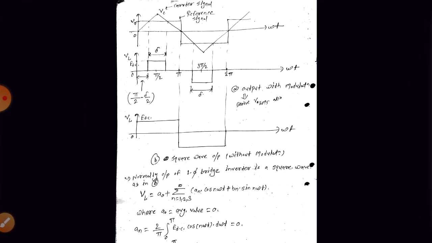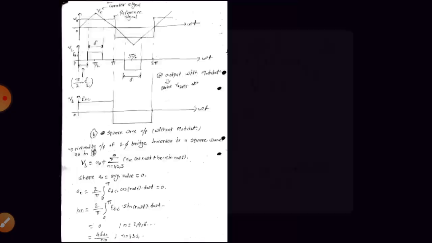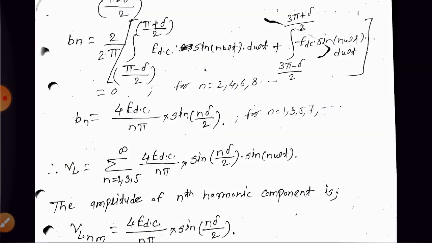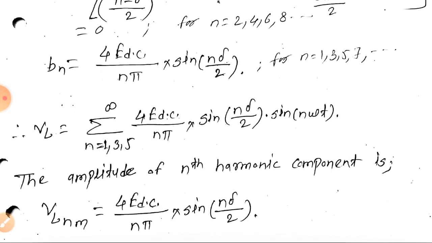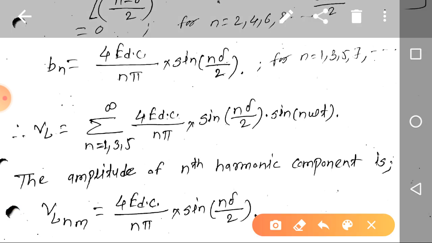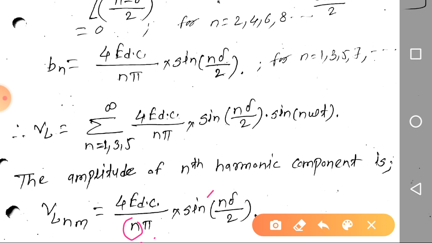Similarly, if we want to remove the fifth harmonic, what delta we need to keep? Fifth harmonic means what? 4 Vdc by 5 pi. Here it should be n is equal to 5 and sine of 5 into delta by 2, right? So sine of 5 into delta by 2 should be equal to 0, right? So sine inverse of 0, it is a pi. So 5 delta by 2 should be equal to 180 degree.